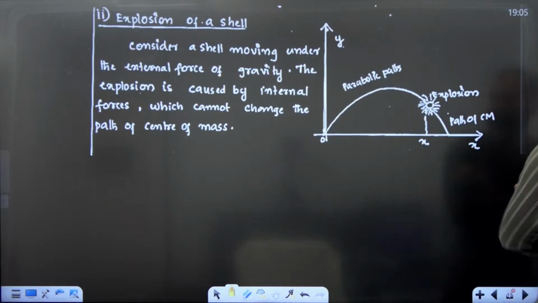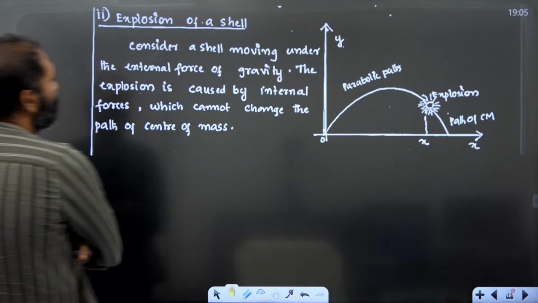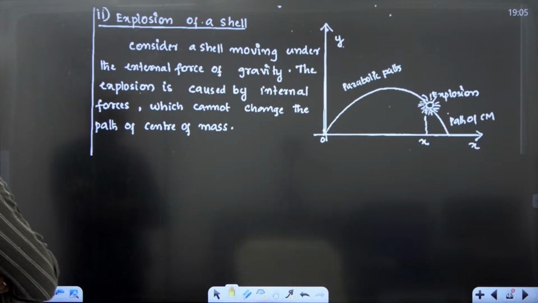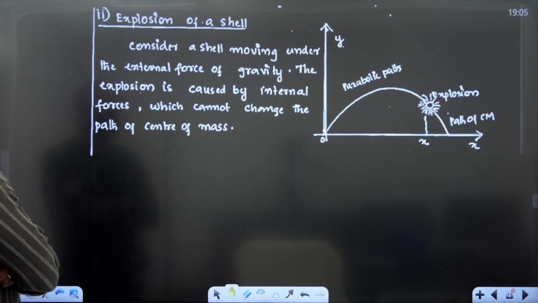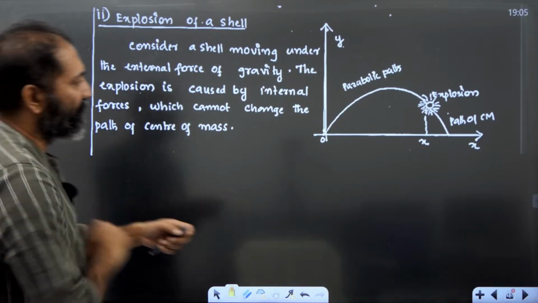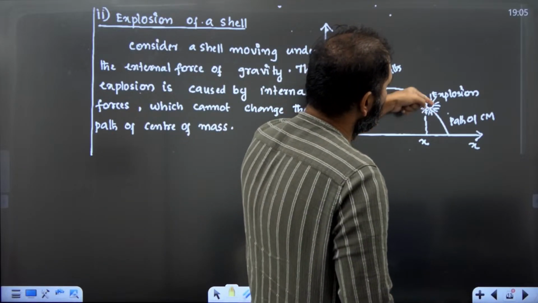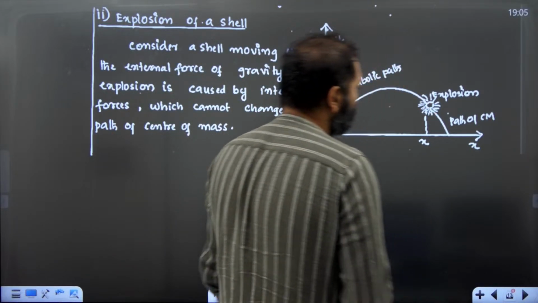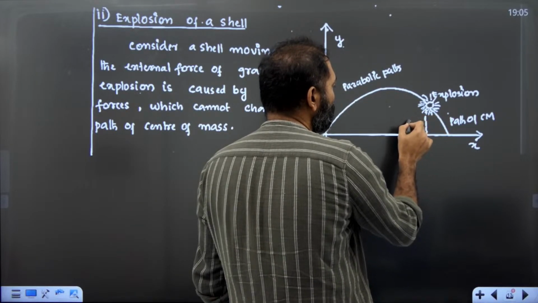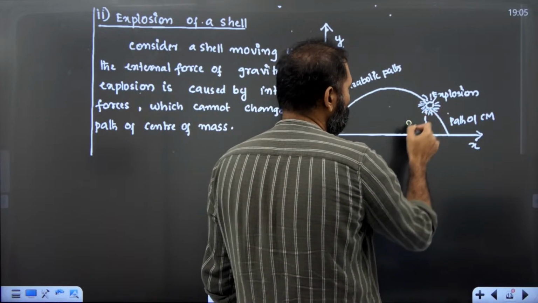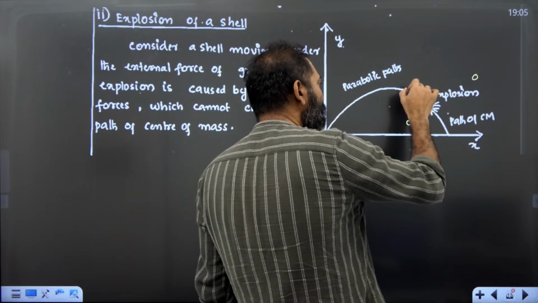Done. So next, explosion of a shell. Consider a shell moving under the external force of gravity. The explosion is caused by what? Internal forces, which cannot change the path of the center of mass. See, the bomb shell is going in a parabolic path. At this moment, what happens? Explosion happens. Now, please understand that one part of the bomb shell will go to this side, the other part to the opposite side.